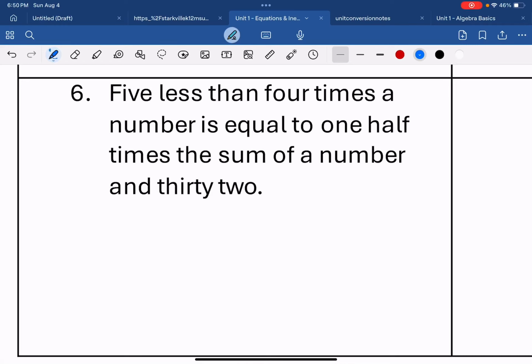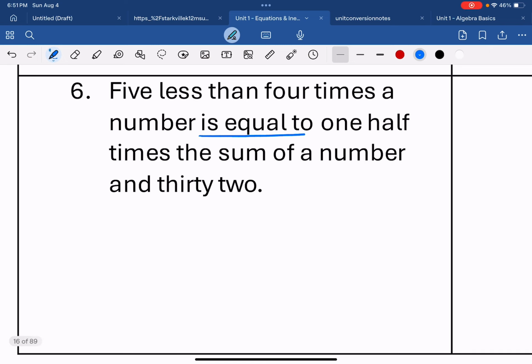This is a longer and more challenging word problem. And so what I'm going to do is look for that equal sign, and then I'm going to tackle the left and then the right. So 5 less than 4 times a number is equal to 1/2 times the sum of a number and 32.